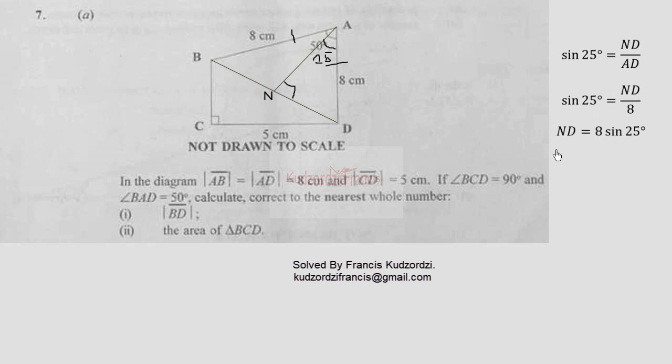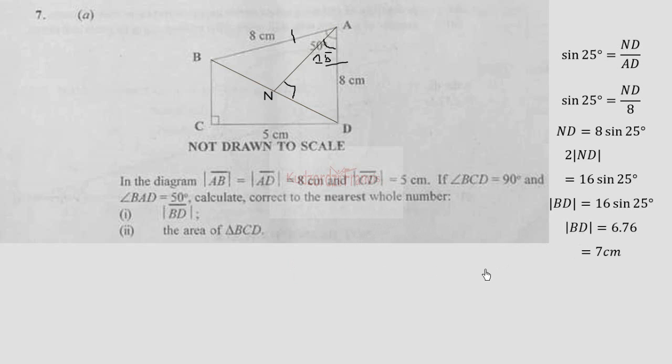Multiply both sides by 8 to get ND is equal to 8 sine 25 degrees. If you multiply both sides by 2 again, you get BD, which is what you are looking for. So 2 times ND is equal to 16 sine 25 degrees. But you know 2 times ND will give you BD. So therefore BD is equal to 16 sine 25 degrees. And that will give you 6.76. But we're told that you must leave your answer to the nearest whole number, which is 7 centimeters.